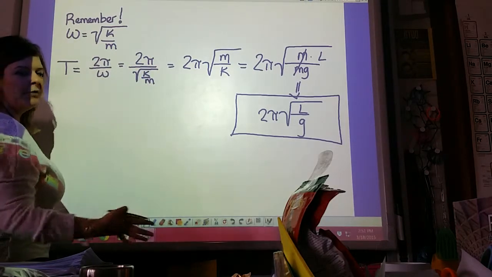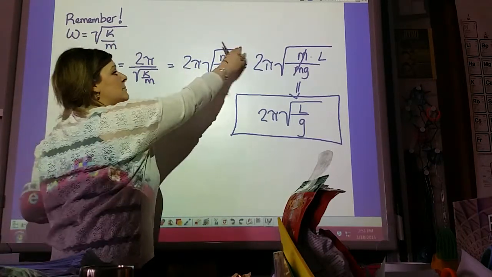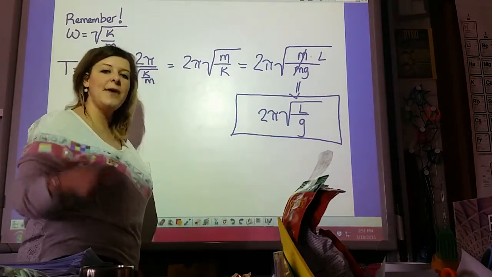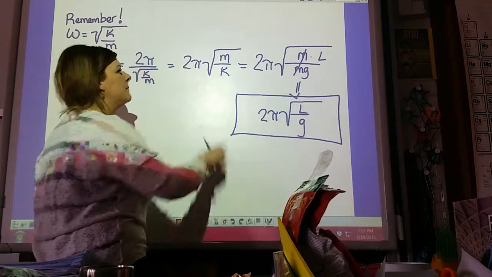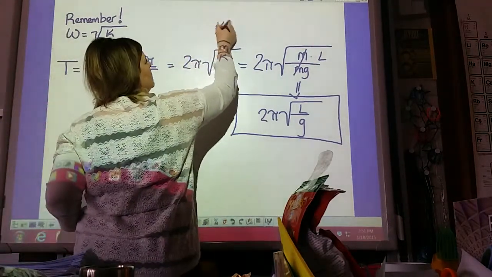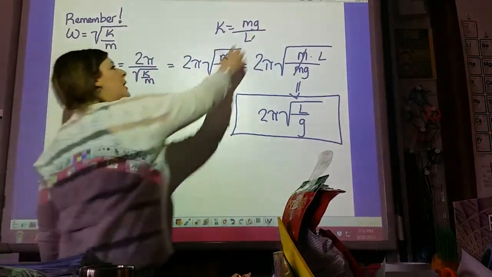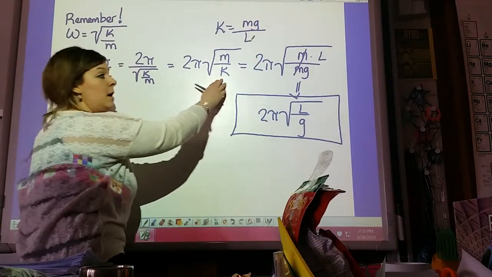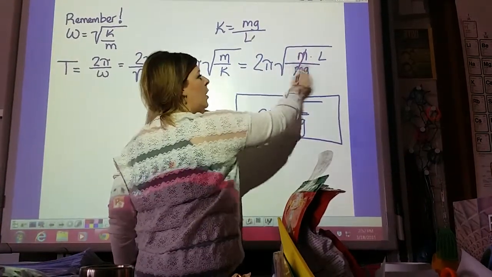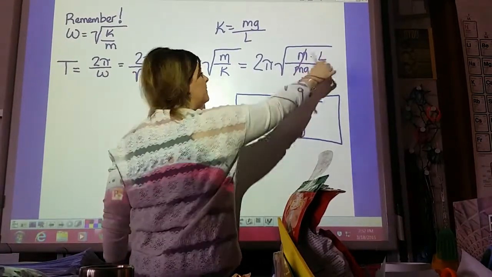I need to simplify that a little bit more because I don't like the radical in the denominator. So I said 2 pi times the square root of m over k. I don't like that either because now I can plug something in for k and try to simplify it down even more. K, we already said, was equal to mg over L. So let me plug that in here for k. I did that here. So now I have 2 pi radical m over mg over L, so I just plugged that L up there since that's what we would do.